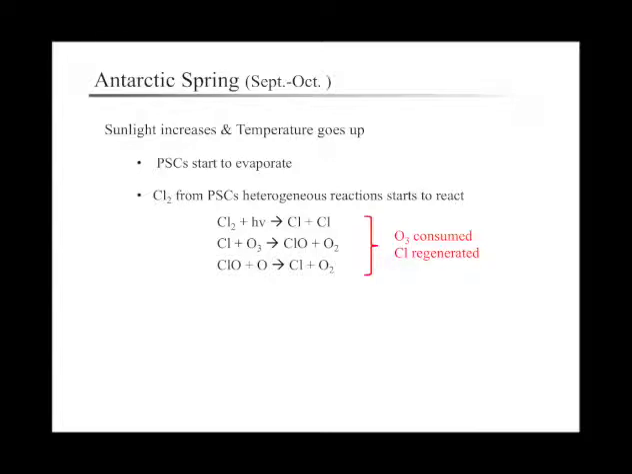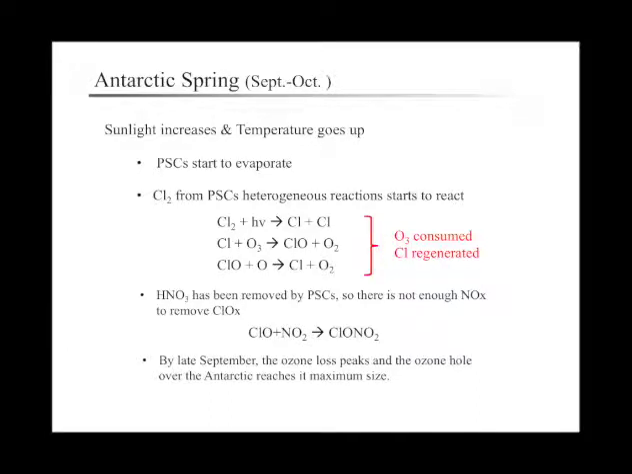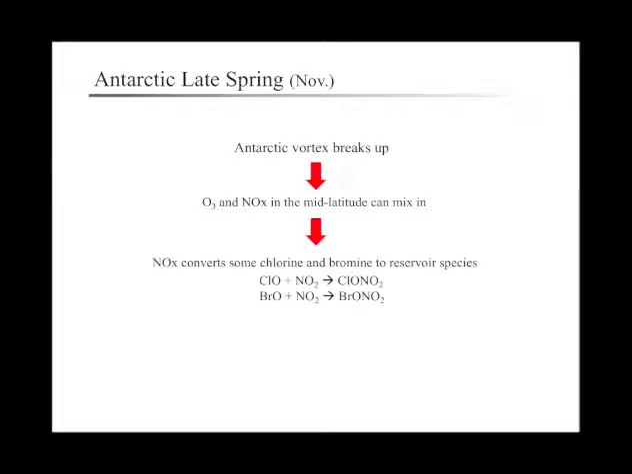And because HNO3 has been removed by PSCs, there is not enough NOx to remove ClOx, and the reaction of ozone loss based on bromine is similar. By late September, the ozone loss peaks. In late spring, which is November, the Antarctic vortex breaks up, so ozone and NOx in the mid-latitudes can mix in. NOx converts some chlorine and bromine to reservoir species. Therefore, the concentration of ozone increases and the ozone hole gets smaller.